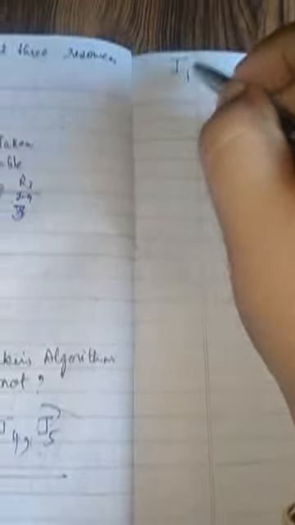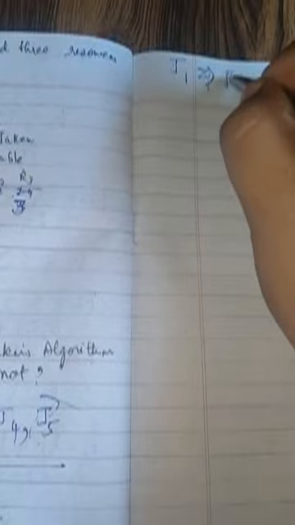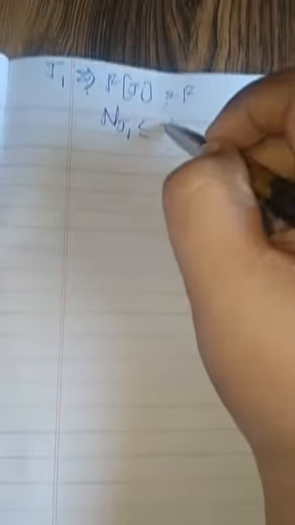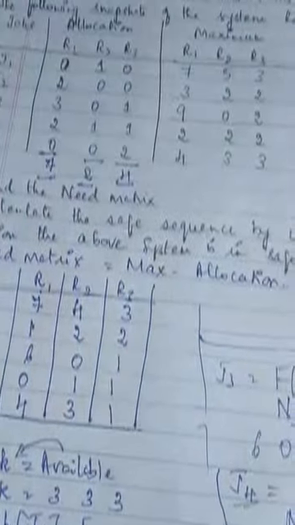So now you have to check for J1. Initially you make finish of J1 as false. Then you are checking whether need of J1 is less than or equal to work. So what is our last work value? 746. Need of J1 is 743. 743 is less than or equal to 746. Yes, it is true.